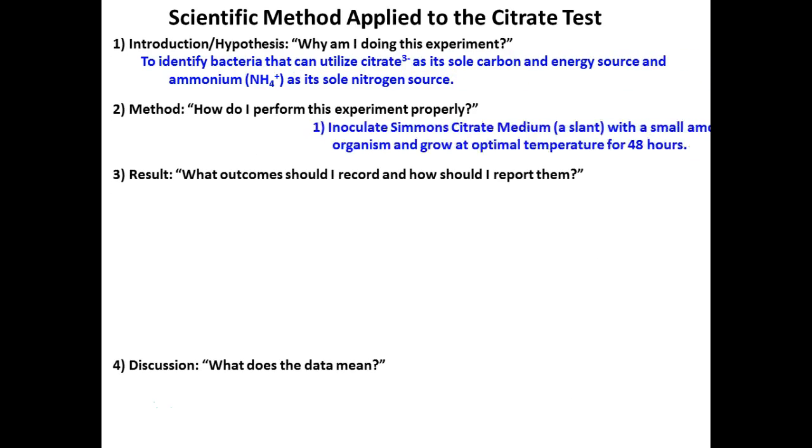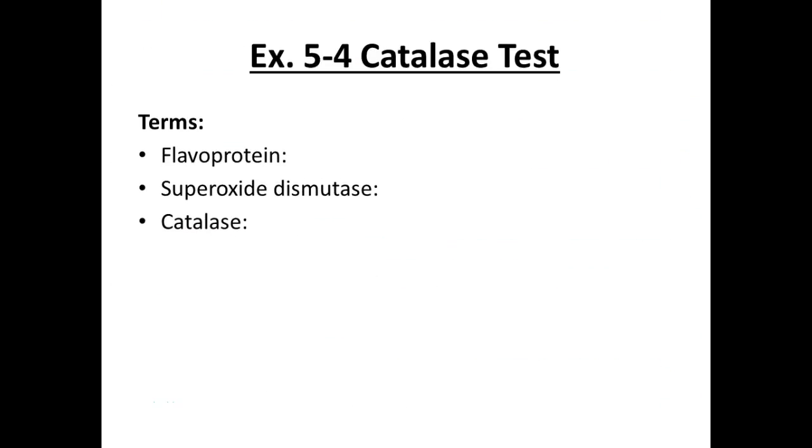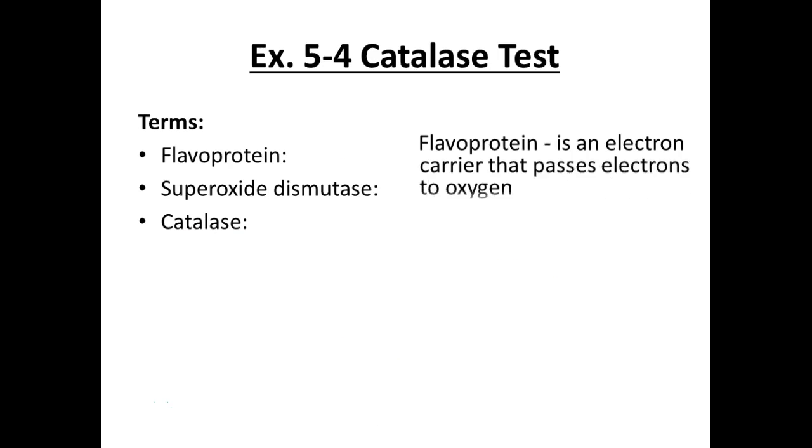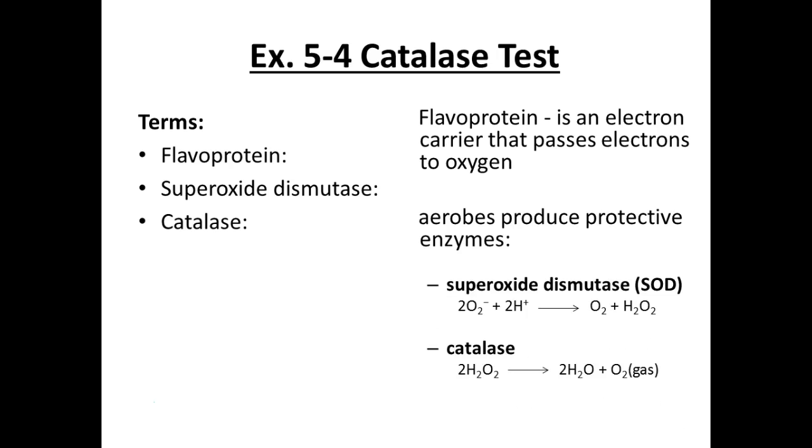So I'm not going to go over the scientific method, but we know this by now, right? And you guys have it in the PowerPoint. So the last one, catalase. Flavoprotein is an electron carrier, of course, in the electron transport chain that passes electrons to oxygen. But sometimes this guy screws up, right? And he produces a very damaging form of oxygen called superoxide.